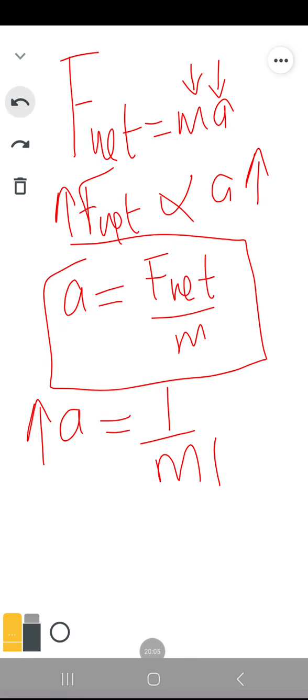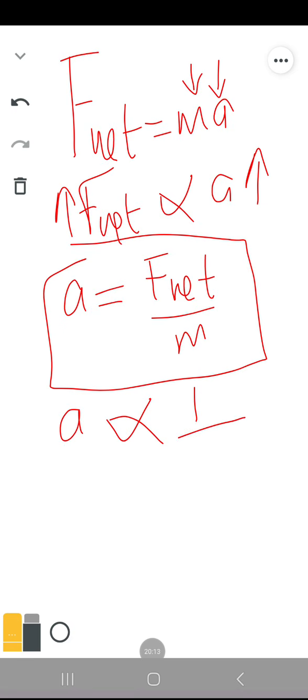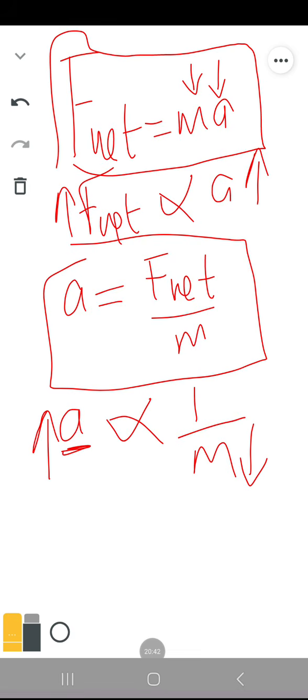Sorry about what I said there. A is directly proportional to 1 over mass, but acceleration is inversely proportional to mass, which means if you increase acceleration, the mass will decrease. They oppose each other, as stated in the definition. You must know this, because we are going to make use of this formula. It's very important. You must know how to apply it.